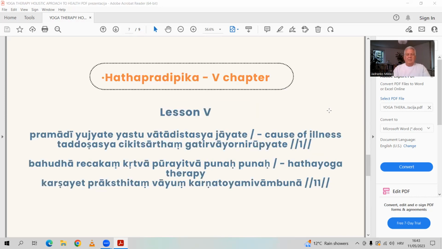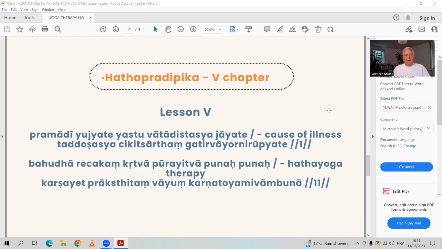This is a very short insight into these modalities of the yoga therapy approach from these 4 different sets of knowledge, ancient, traditional. And then the Hatha Pradipika, the 5th chapter of the Hatha Pradipika, speaks also about the cause of illness and the therapeutic approach.